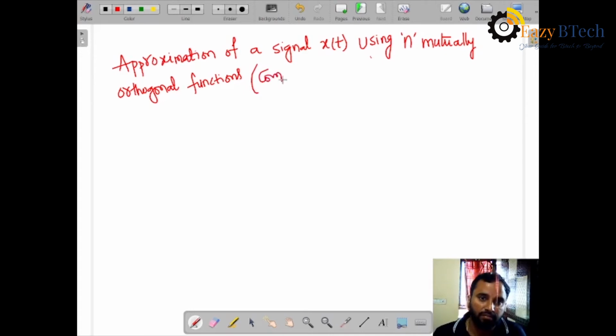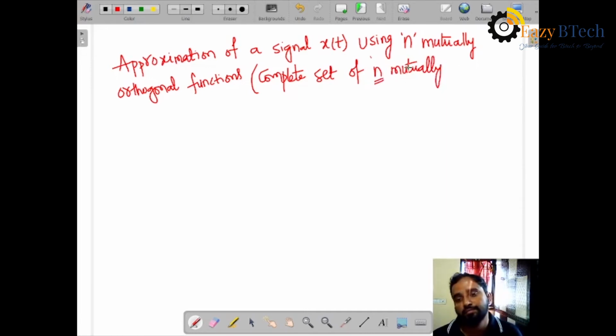Complete set of n mutually orthogonal functions, n number of mutually orthogonal functions or signals. So what is a complete set? That I want to tell now. Let's consider n number of mutually orthogonal functions. We take the set of functions, like 10 or 20 in that set. They are mutually orthogonal.